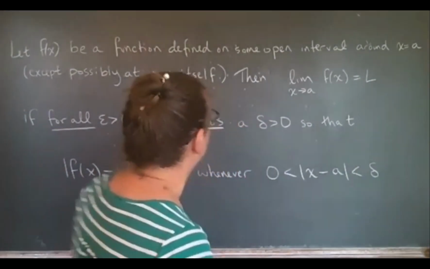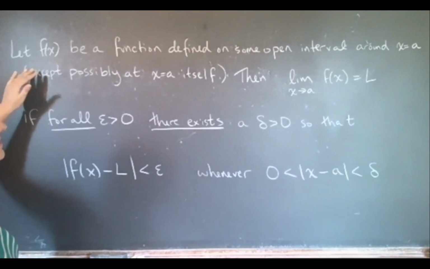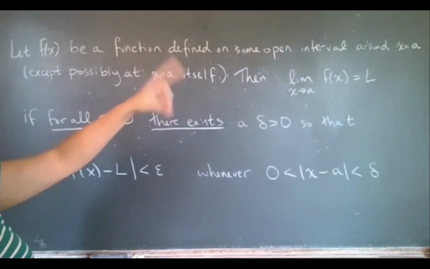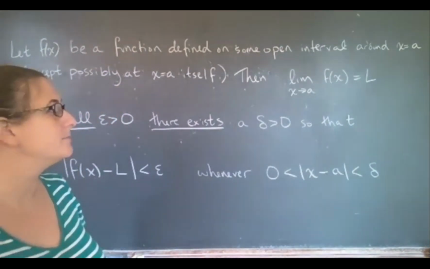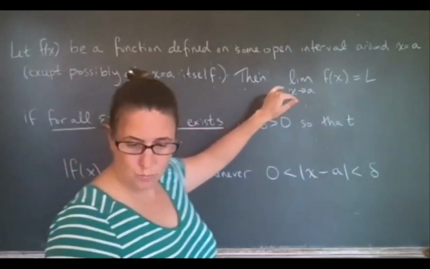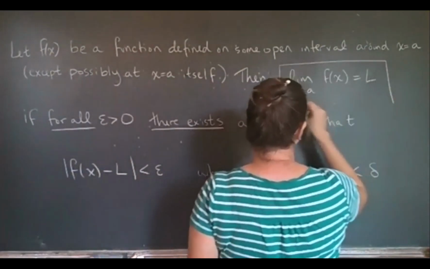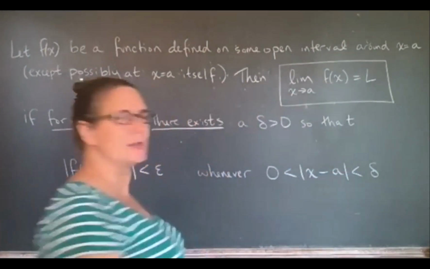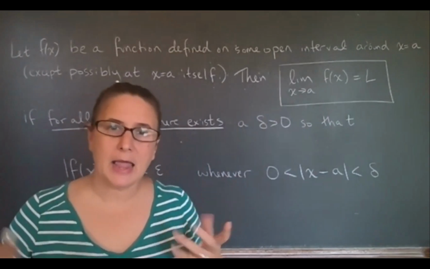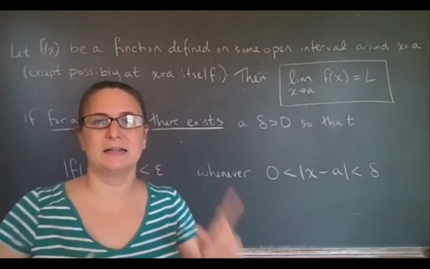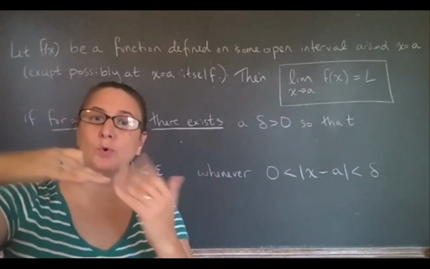So as before, we have a function f of x defined on some open interval around x equals a, except possibly at the point a itself. Fine. And then we're going to discuss what it means for the limit of the function to go to L. And so you have in your mind from what we did that, okay, somehow my function is moving and it doesn't really matter what the value is at L. It's just that it's moving towards L from both sides.